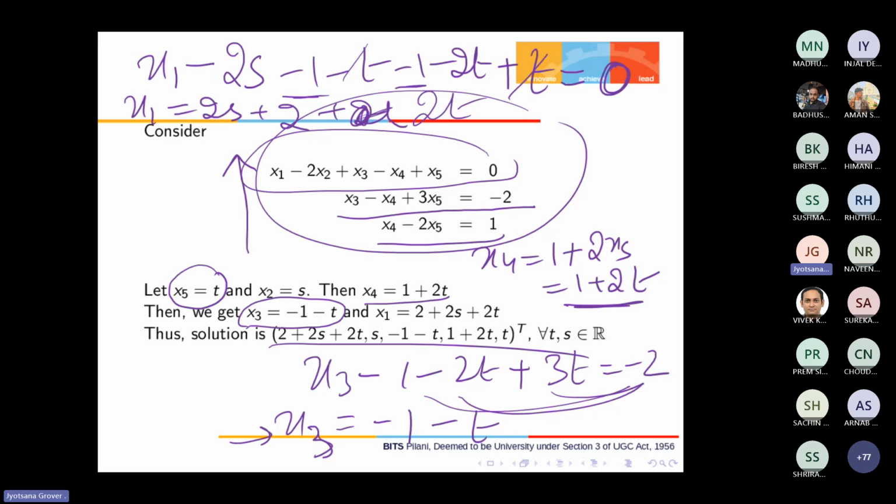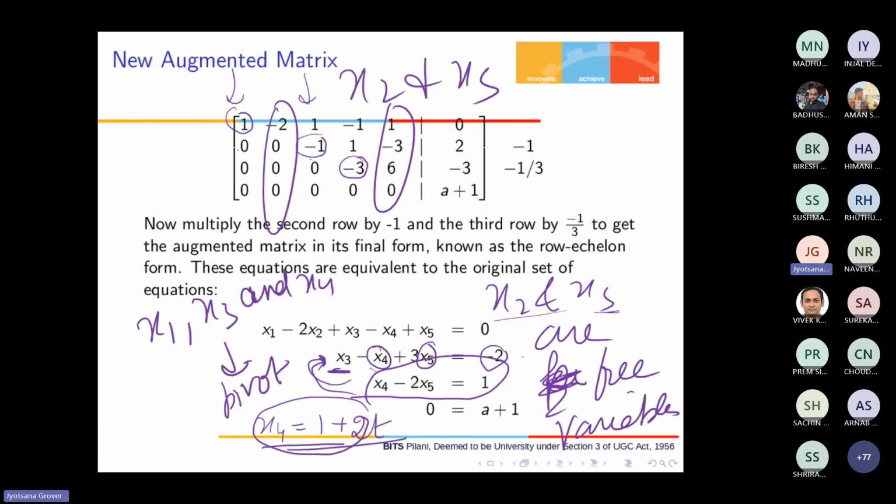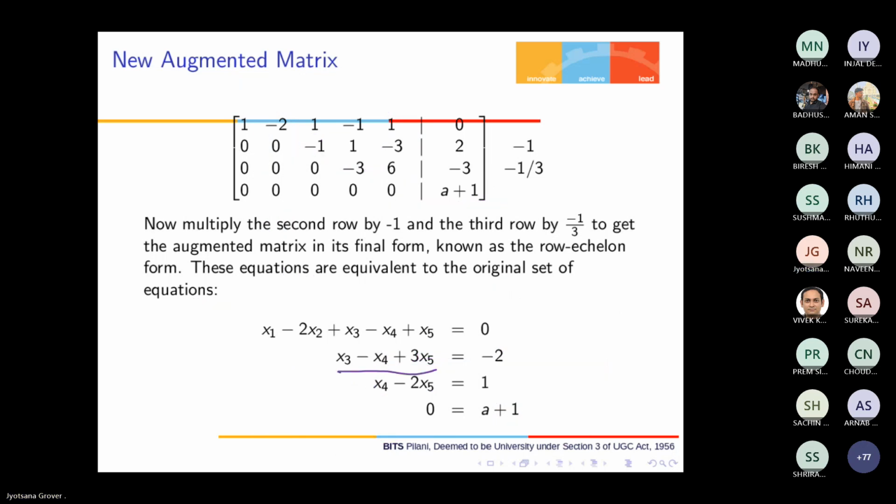What is the whole point of the solution we have read? You're just doing backward substitution. Why are you calling it backward? First, you start from the bottommost equation. This is 0, because a is minus 1. Then you go to this equation and solve for x4. Now substitute the value of x4 here, in terms of what? 1 plus 2t. Substitute it here, with x5 as t. You will get the value of x3.